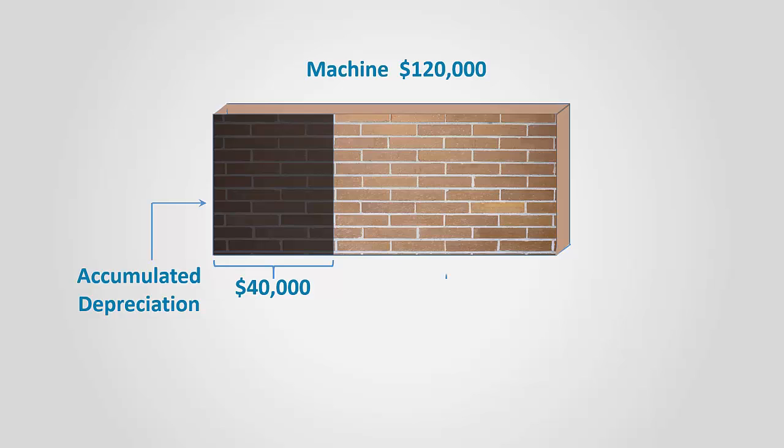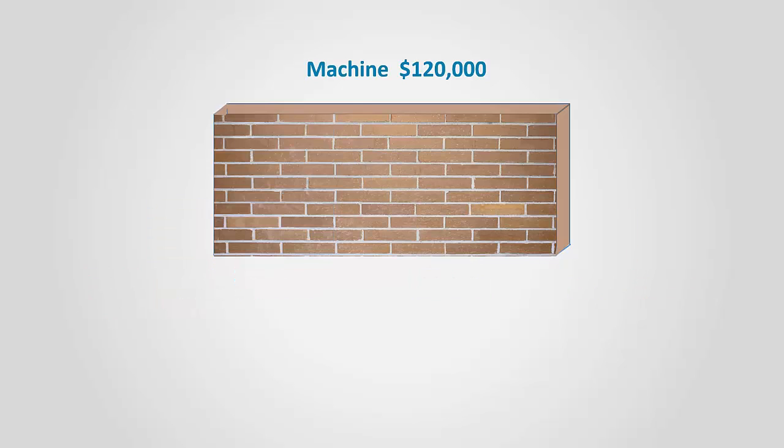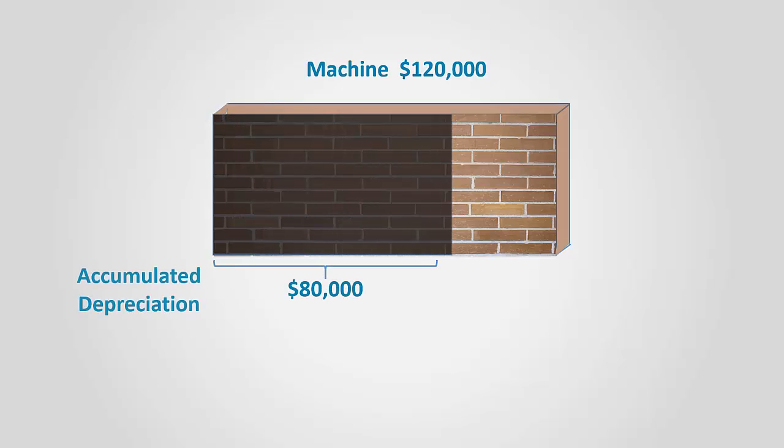The part of the wall exposed to the light decreases to $80,000, which we can call the net book value. After the second year, the shadow, which is the accumulated depreciation, increases to $80,000, and the exposed part is $40,000. But notice that the whole wall, which is the machine, is still there in the statement of financial position. Let's see how this is shown on the accounts and the statement of financial position.